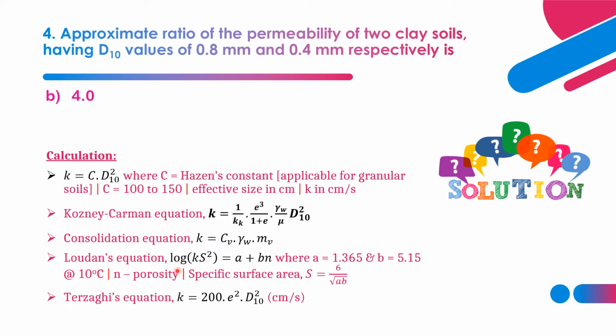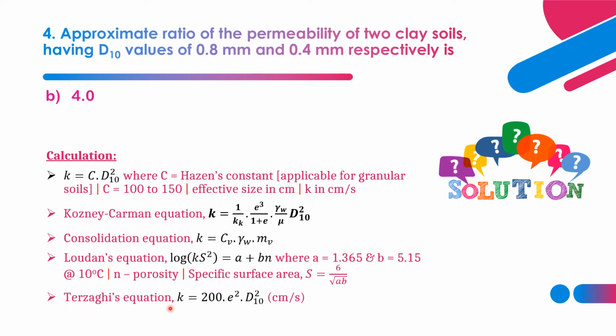Moving on to Loudon's equation, this is given by log of K S square equal to A plus B n. This small n is nothing but the porosity, and K is the coefficient of permeability. A and B are given here. A is equal to 1.365, B is equal to 5.15 at 10 degrees Celsius. These are Loudon's constants, n is the porosity, and capital S is the specific surface area, or area per unit volume. Specific surface area is given as 6 divided by root of AB. So this is Loudon's equation. K is the coefficient of permeability, which we have to find using Loudon's equation.